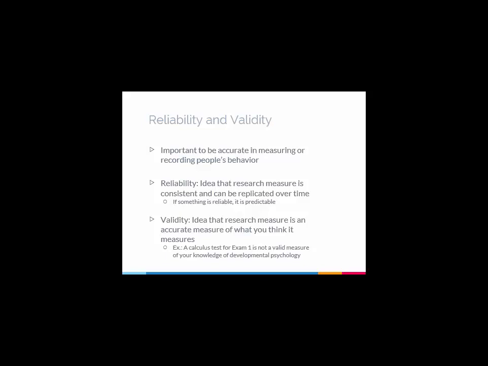Validity answers this question: are we measuring what we intend to measure? It's the idea that a research measure is an accurate measure of what you think it measures. For example, a calculus test for the first exam in this class would not be a valid measure of your knowledge of developmental psychology. Another example would be if I give you a personality test, is it truly assessing your level of aggressiveness?